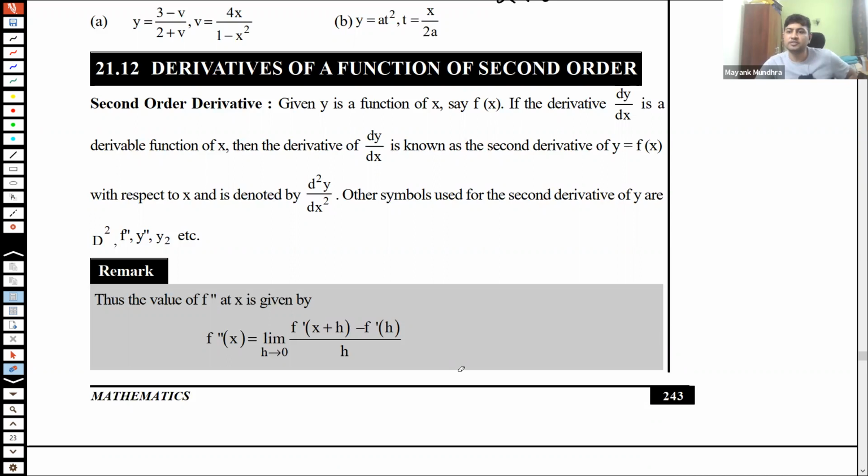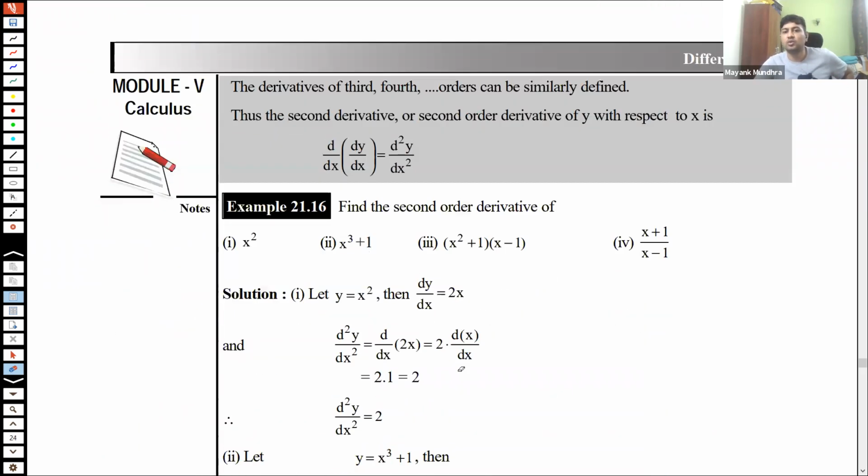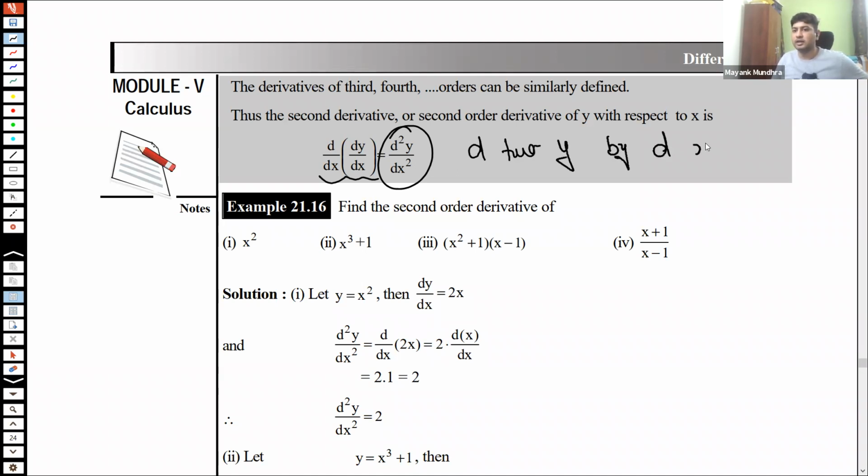Now, double derivatives of functions. So double derivative is d by dx times dy by dx. That is also written as d2y by dx square. So d2y by dx square.